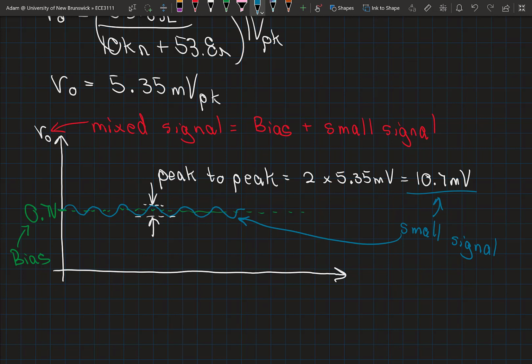due to the bias. Okay, so that's how we would solve for the mixed signal operation of a diode, taking into account its bias and solving for the small signal aspects of the operation.